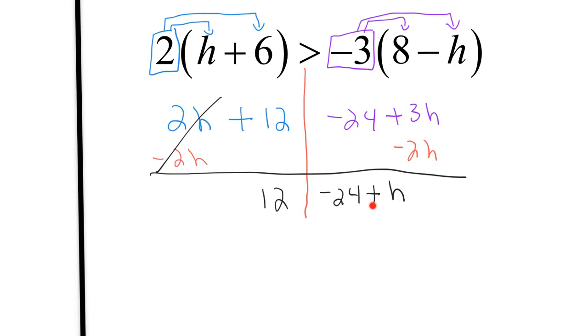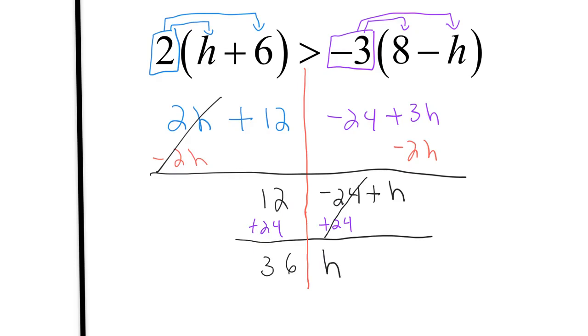So h is not by itself, so I'm going to get rid of the constants. This minus 24, you do the opposite. So I'm going to add 24 to both sides. You add over here. So when you add, you will have 36 on this side. And on the right side, this cancels. And we have a positive h.